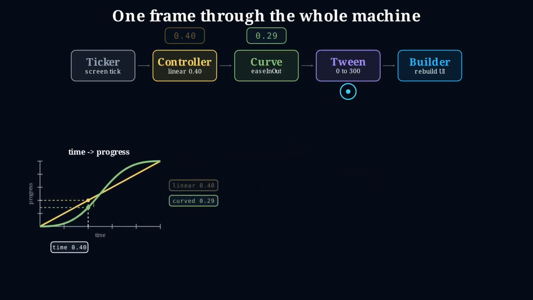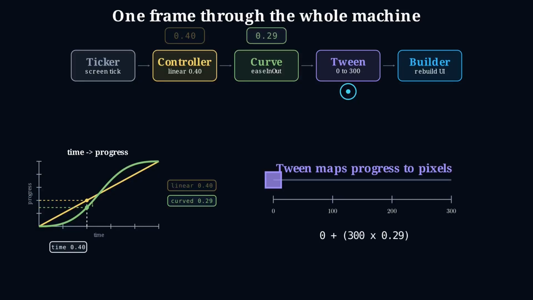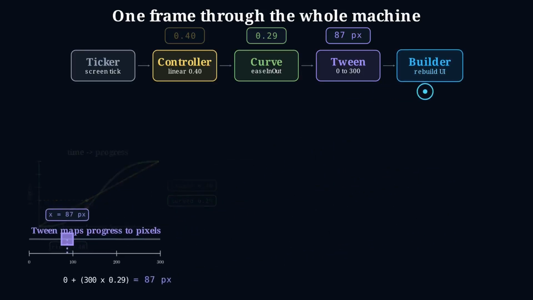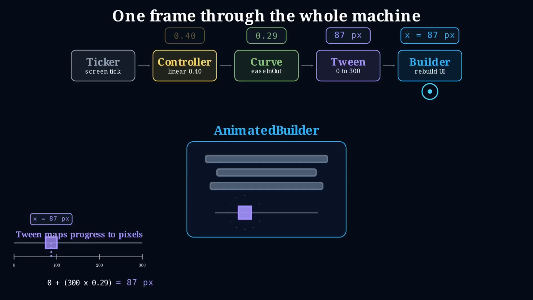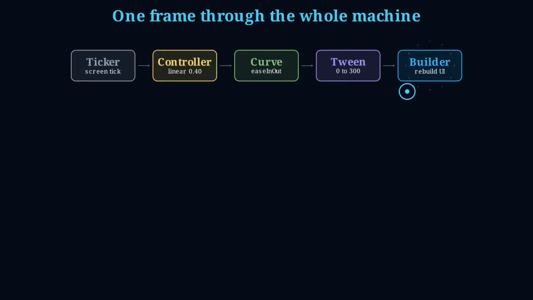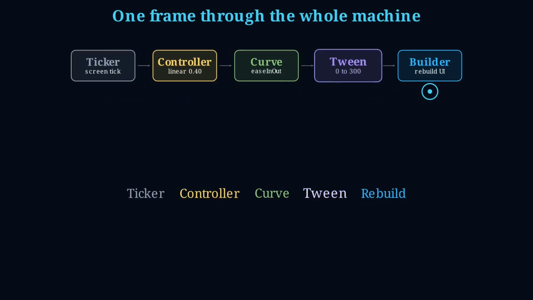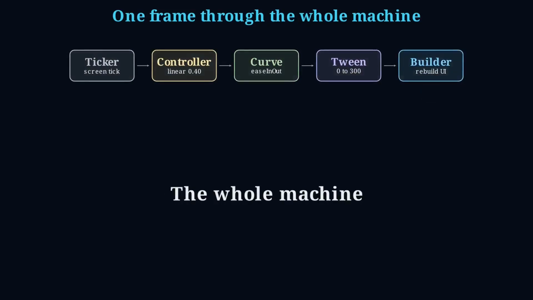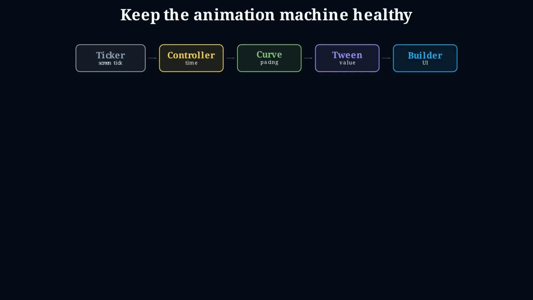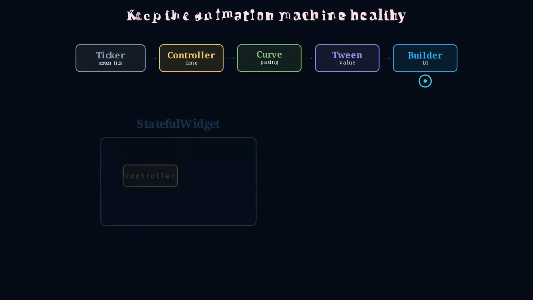Step 4. The tween takes that 0.29 and interpolates it into a real value. If we're animating from x equals 0 to x equals 300, that's roughly x equals 87 pixels. Step 5. That final value is handed to your widget, usually through something called an AnimatedBuilder, which rebuilds just the part of the UI that depends on it. 60 times a second or more, this entire chain runs again. Ticker, controller, curve, tween, rebuild. That's the whole machine. Now that you can see the machine, here's how experienced Flutter developers keep it running cleanly.